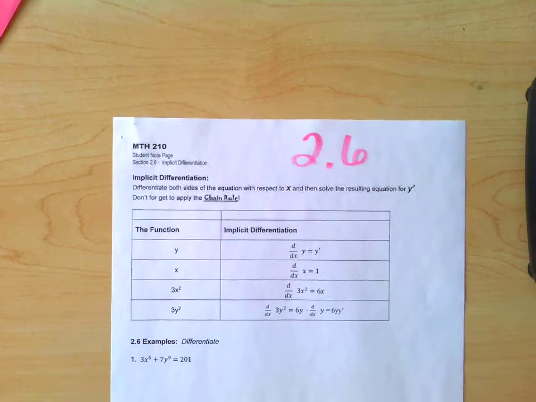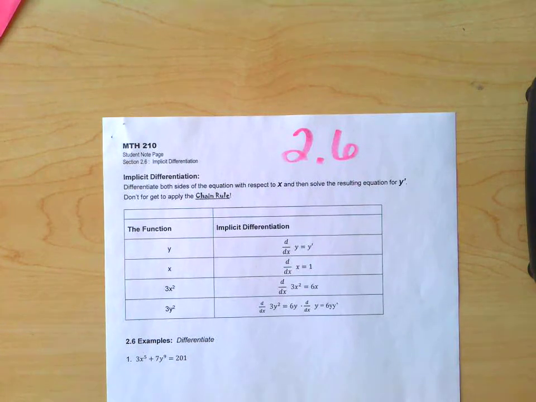In this video, we'll look at implicit differentiation. That's section 2.6, implicit differentiation. We differentiate both sides of the equation with respect to x, and then solve the resulting equation for the derivative of y. Don't forget that we'll need to apply the chain rule as we use implicit differentiation.